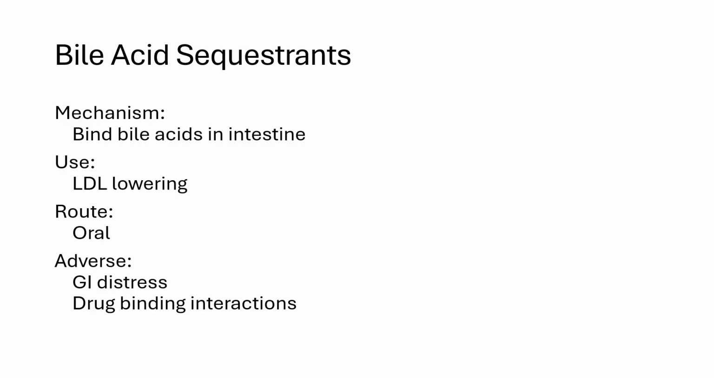Bile acid sequestrants lower LDL cholesterol through a GI mechanism. They bind bile acids in the intestine and prevent their reabsorption. Normally, bile acids are recycled through enterohepatic circulation. When they are bound and excreted, the liver must use cholesterol to synthesize new bile acids. As hepatic cholesterol stores decrease, LDL receptors are upregulated, leading to increased LDL clearance from the bloodstream.